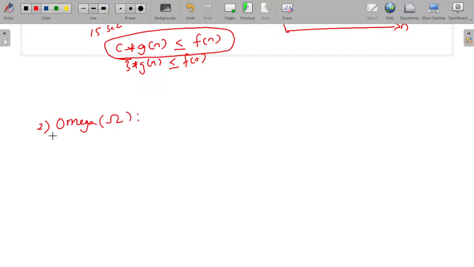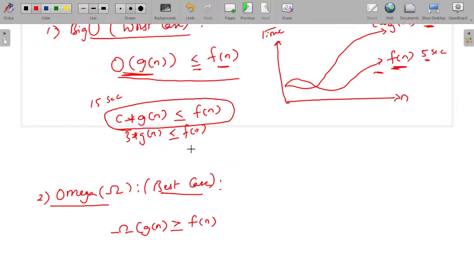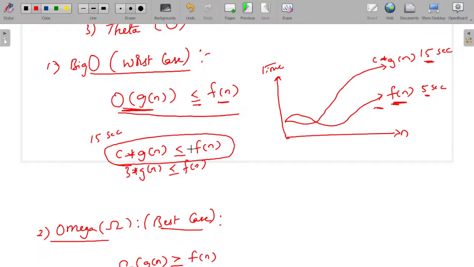Okay. So it is greater than or equal to f of n. I'm sorry, I have written the same here. Oh, my apologies, guys. It is represented in the opposite way.